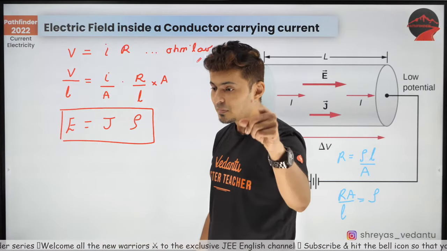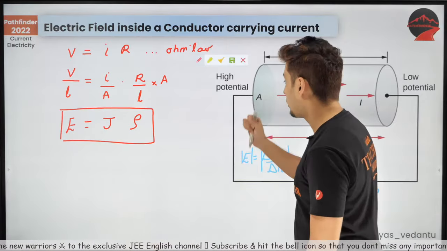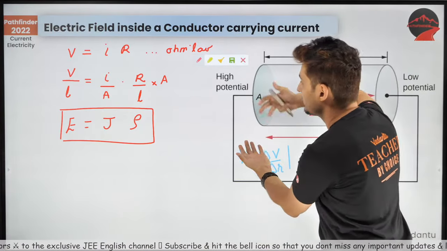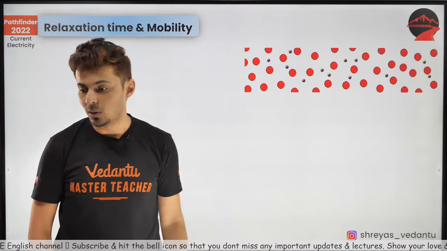Charges will always move inside the conductor, not on the surface. Yes, they flow throughout the volume, throughout the cross section of that conductor. Okay, so remember this last equation before we go ahead.